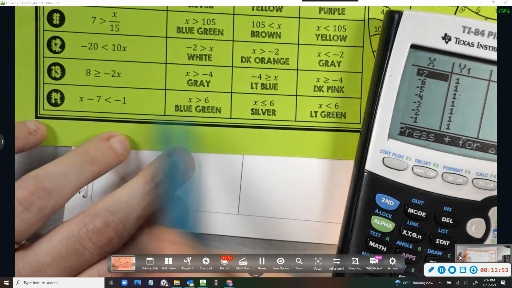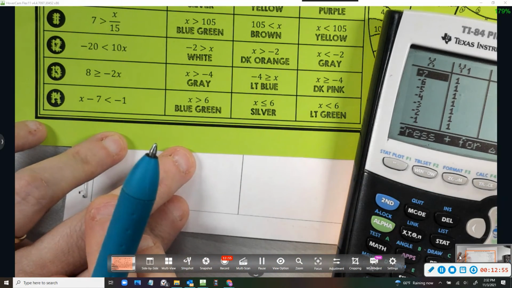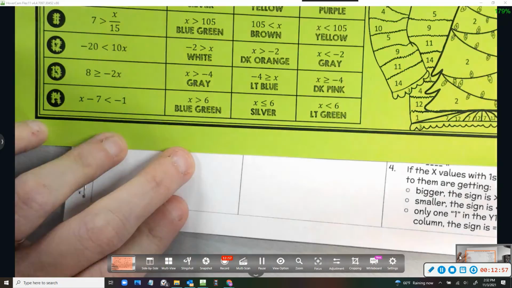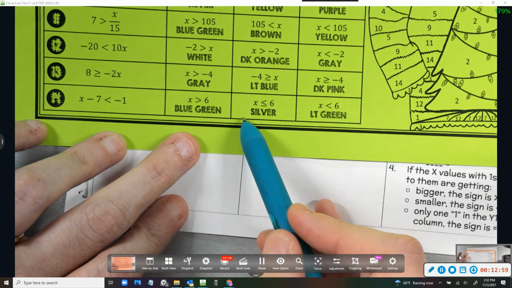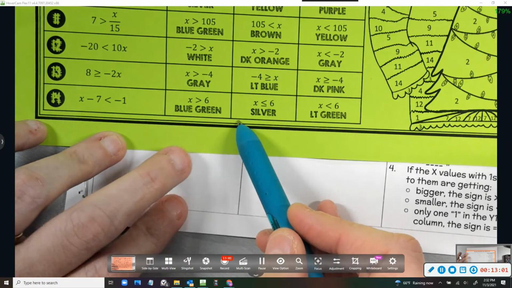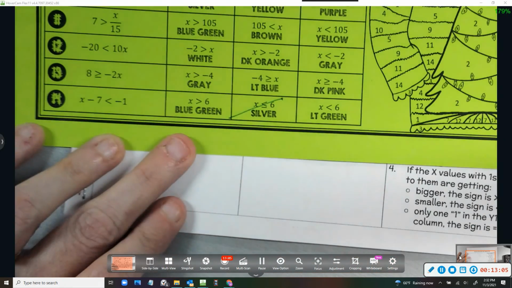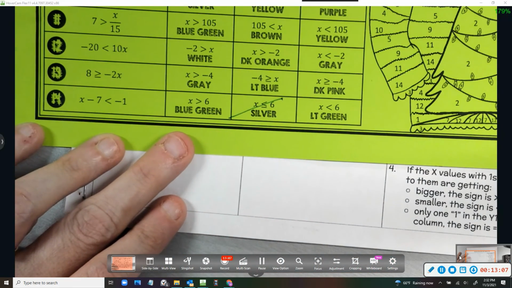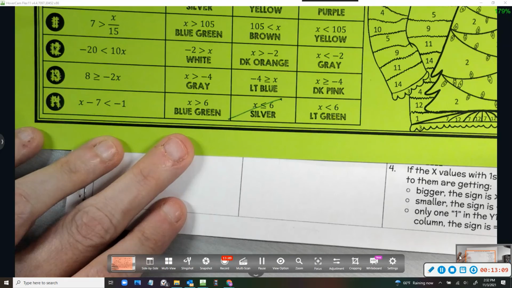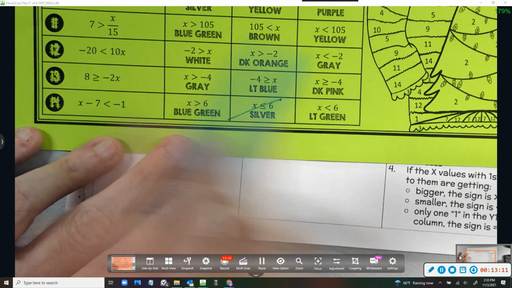So first of all, which one of these answer choices can I immediately get rid of? Silver. Why can I get rid of silver? It's got or equal to, and my question doesn't have or equal to, so it can't be that one. All right? So now I have two choices. It can be greater than or less than.